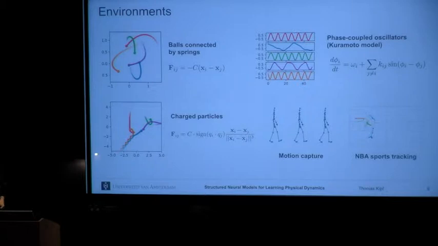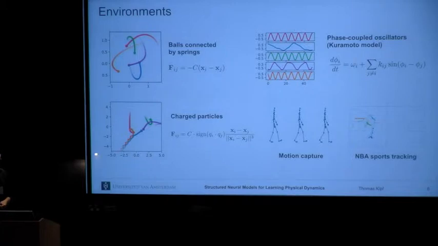So in the simplest case, we looked at linear forces where we have bolts connected by springs, and we just have simple spring forces between them by Hooke's law. Then we have charged particles where you have an inverse square law force, and then a Kuramoto model where you have phase-coupled oscillators that are coupled by the difference in the phase followed by a sine function.